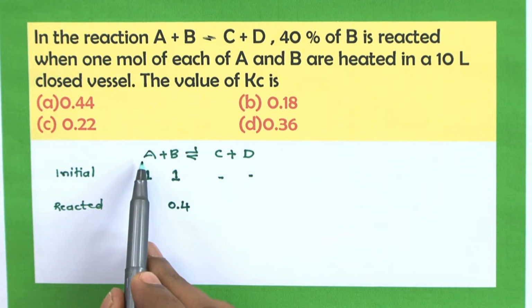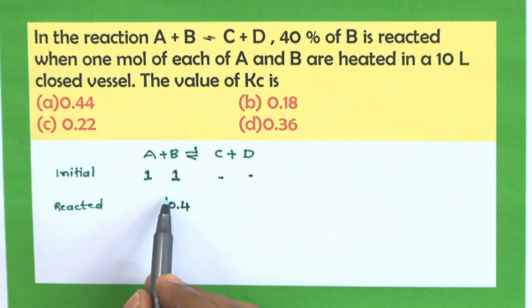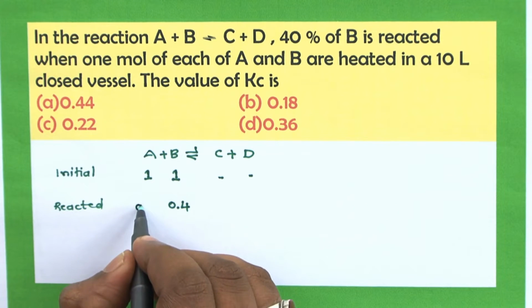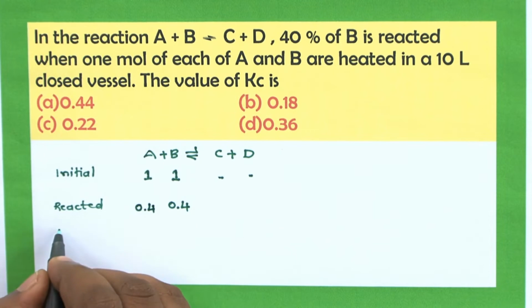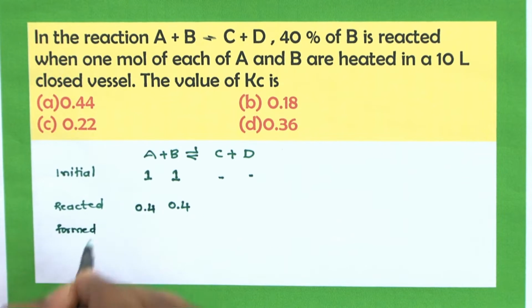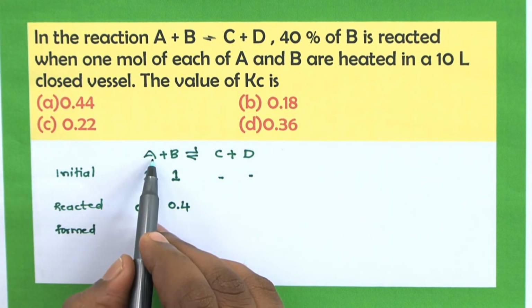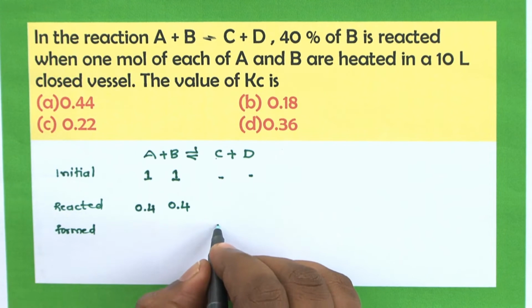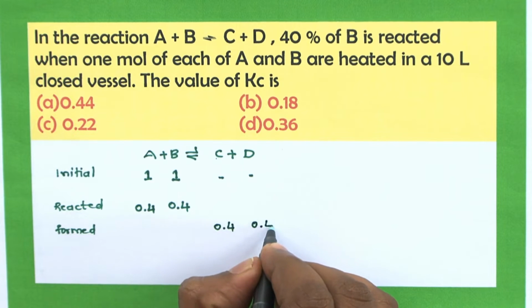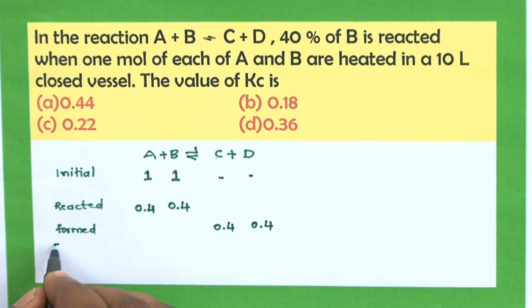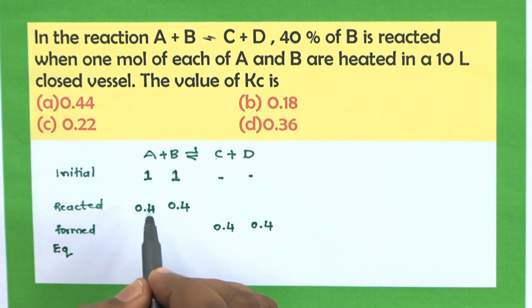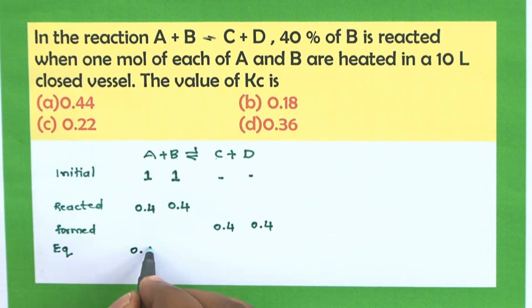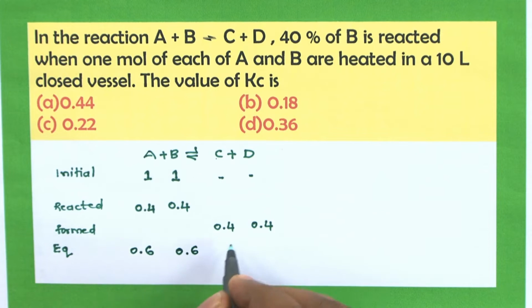If you look at the equation, 1 mole of A always reacts with 1 mole of B. So if 0.4 mole of B reacts, the amount reacted in terms of A will be 0.4 only. Then the amount formed at equilibrium, that is the product formed. If you look at the reaction, 1 mole of A will give you 1 mole of C and 1 mole of D. That is, if 0.4 mole of A reacts, you get 0.4 mole of C and 0.4 mole of D. Now the number of moles at equilibrium: out of 1 mole, if 0.4 reacts, then the remaining is 0.6. The remaining B is 0.6. So C and D will be 0.4 mole and 0.4 mole.